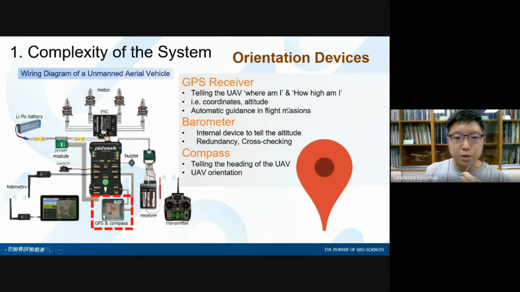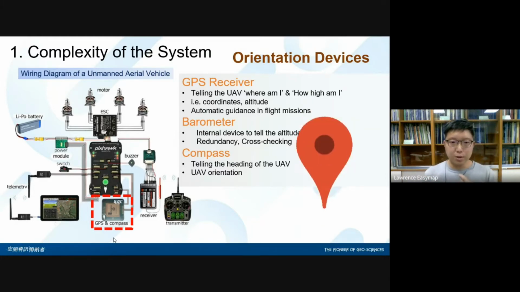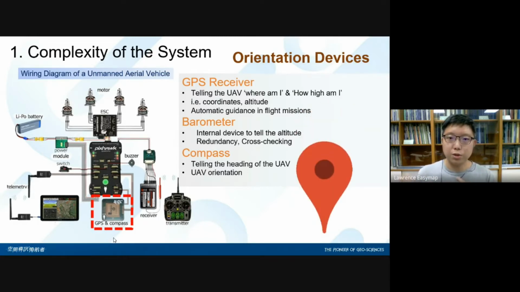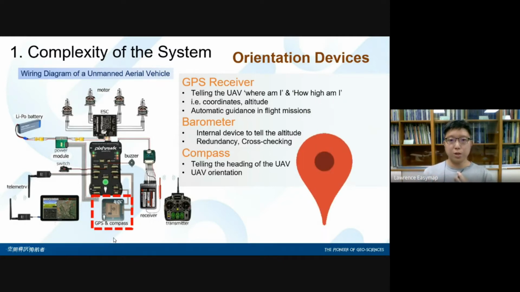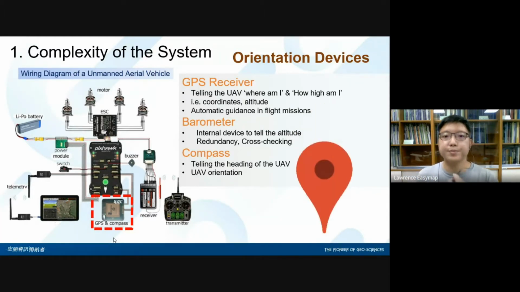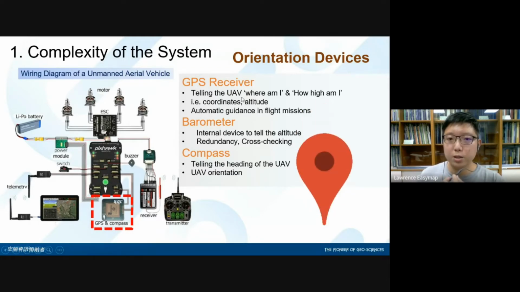Okay. So here are the orientation devices. What are these? First of all is the GPS receiver. In order to execute the mission, the airplane or the UAV needs to know where it is. The GPS receiver is just like your cell phone. You have the signal telling the UAV what position it is in. So it will tell it where am I and how high am I. And also it provides some automatic guidance for the flight missions.